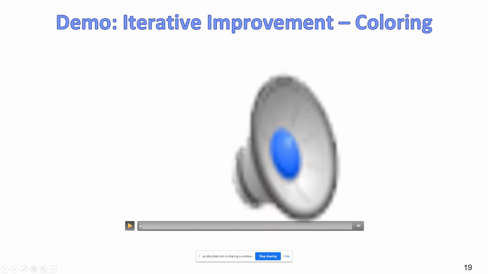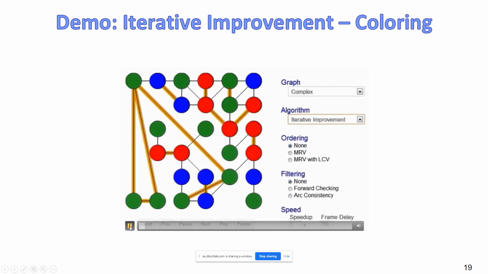Another example here with map coloring. I think you love map coloring now. So with iterative improvement, this is unusual because usually we start with no assignments at all, but with iterative improvement we start with all assignments. So in this case, let's say that we randomly assigned the colors to the nodes. Now we have conflicting constraints, of course. All of these orange highlighted ones are conflicting.